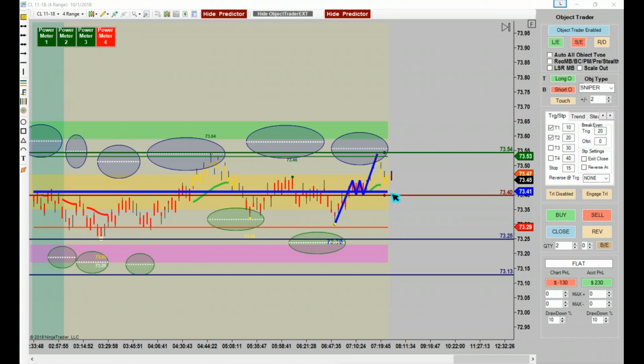a good trade, because what'll happen is it'll close right above the line, and then it'll try to go below it and then close, and then you get filled way down in here. I personally like the touch feature even better on Object Trader, simply because you get some better trades like that.